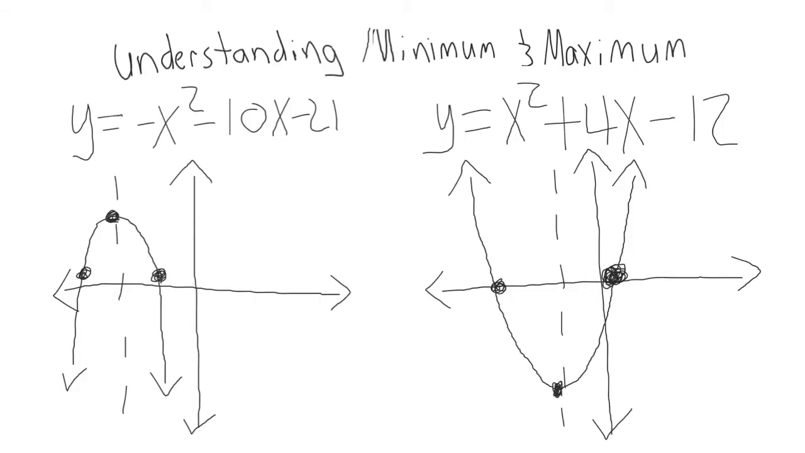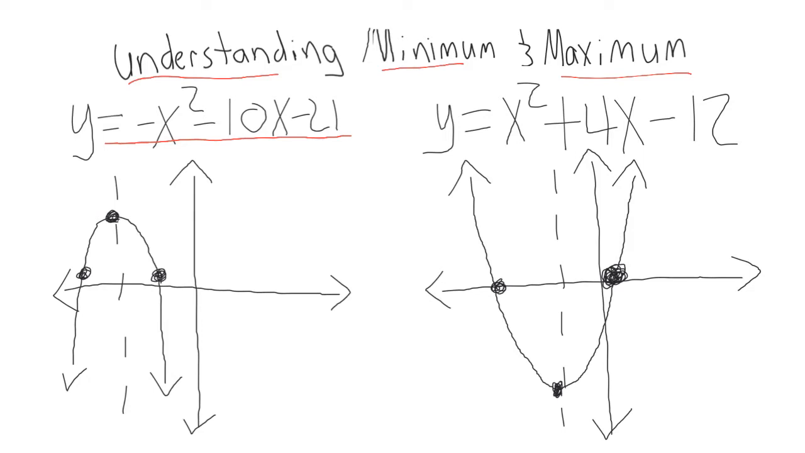So the first part of review here, the one thing we want to do is understand minimum and maximum, because you may be asked a question like this on your exam come tomorrow. Okay, so let's look here at this function. We have negative x squared minus 10x minus 21. As I am going through this, you should be writing all of this into your notes, okay? So let's understand minimum and maximum here. You've got y equals negative x squared minus 10x minus 21.